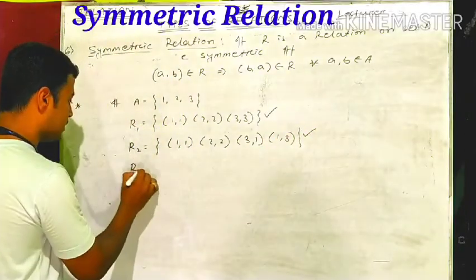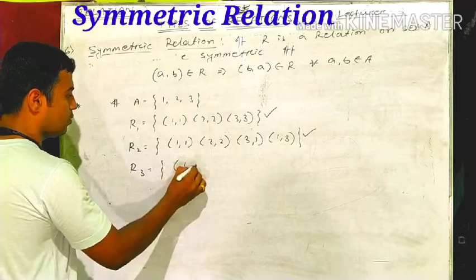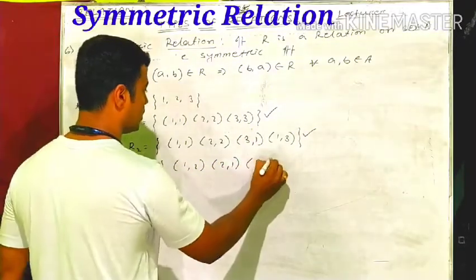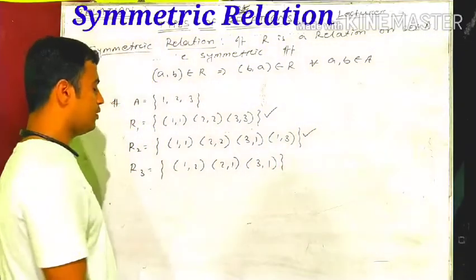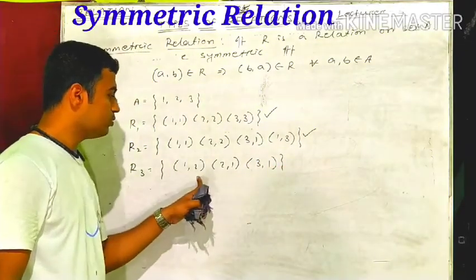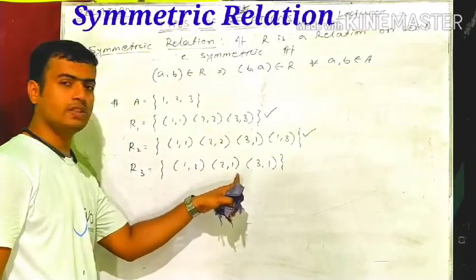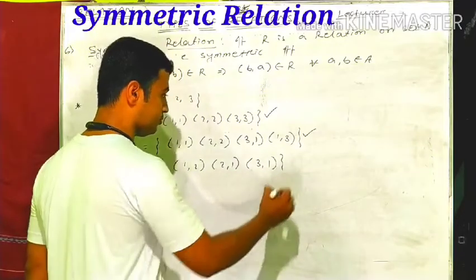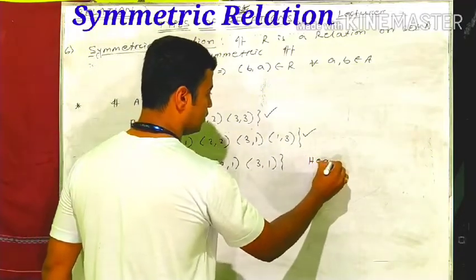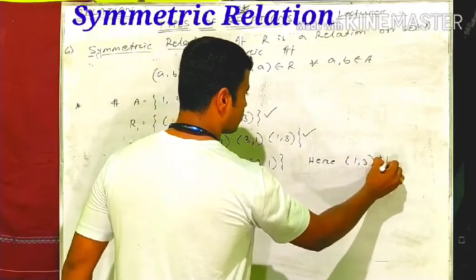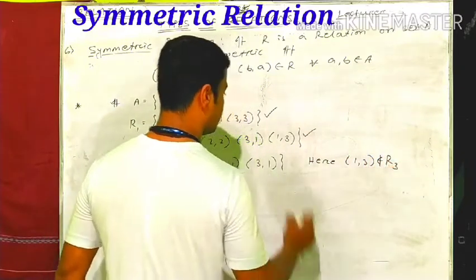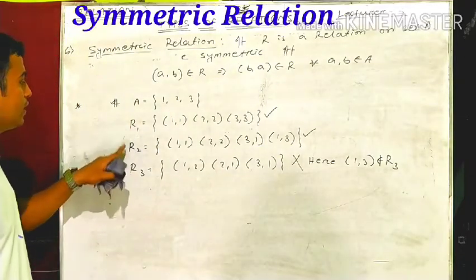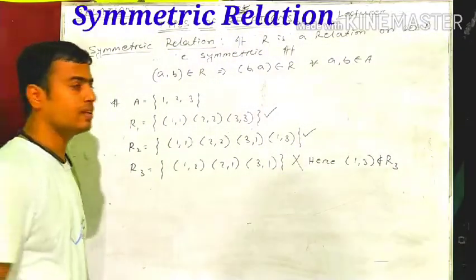Let R3 be a relation given by {(1,2), (2,1), (3,1)}. Here we observe (1,2) is present, so (2,1) is also present. Here (3,1) is present, but (1,3) is not present. Here (1,3) does not belong to R3, so this is not a symmetric relation. So here R1 is symmetric, R2 is symmetric, but R3 is not a symmetric relation.